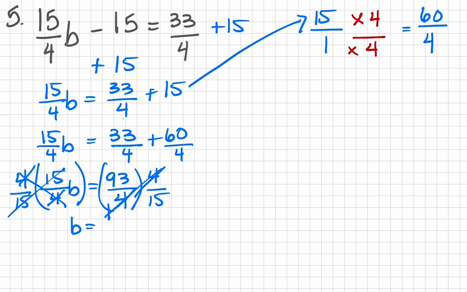These two, 15 and 93, have a factor of 3. So 3 into 15 is 5. 3 into 93 is 31. So it's 31 over 5.